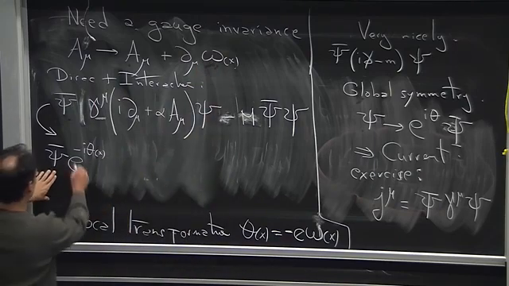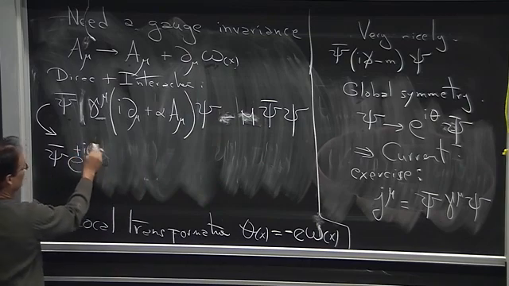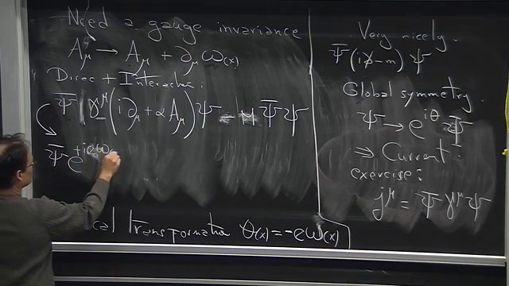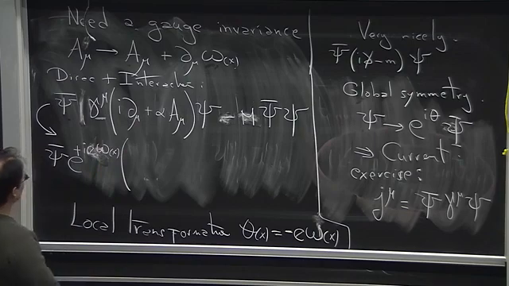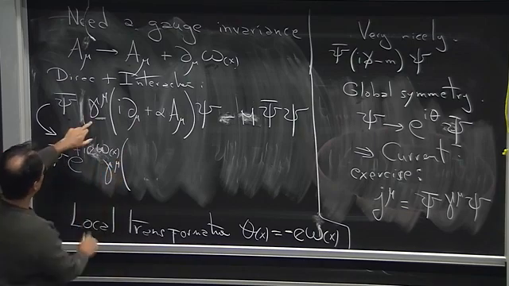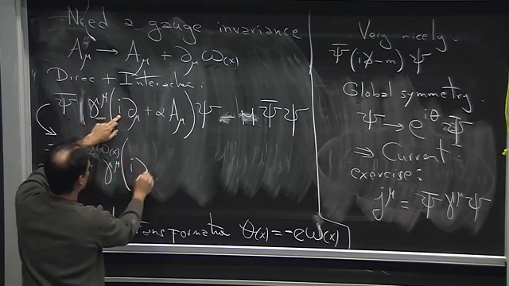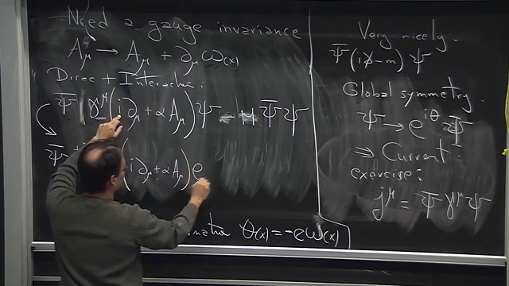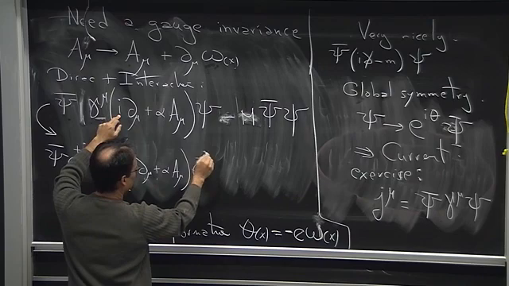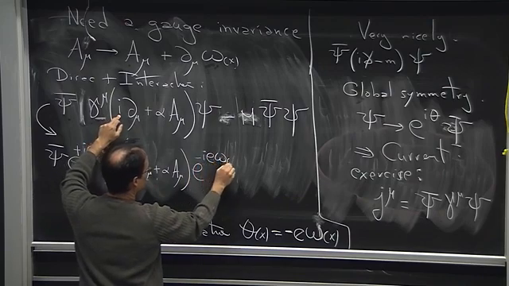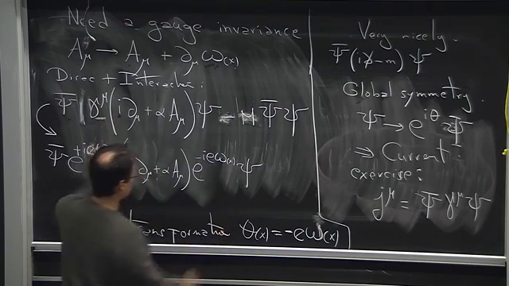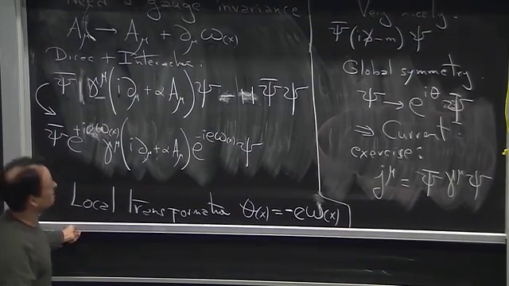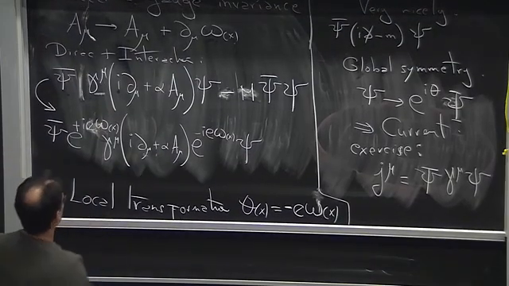So if I do that, I get a plus sign, and then I get e w of x times gamma mu here, and then I get i del mu plus alpha A mu e to the minus i e w. Okay, so just one more step.